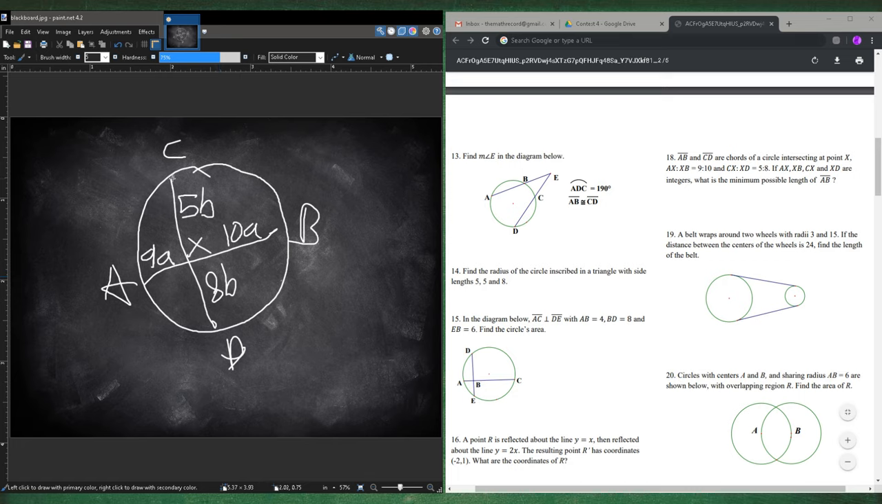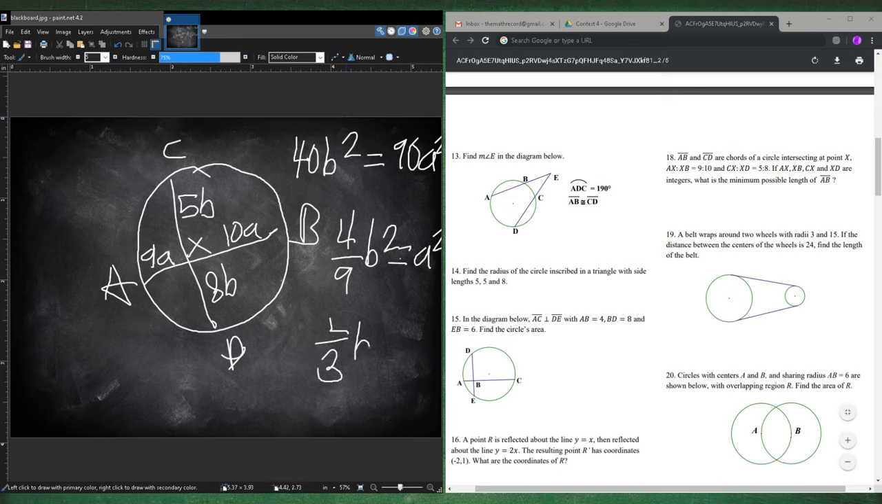Like I said before, since these are inscribed angles and lines, the products of the opposite segments have to be equal. So this is just 40B squared equal to 90A squared. Using that, 40 divided by 90 is 4 over 9, so 4/9 b squared is equal to a squared. Then square root both sides, and you get 2 thirds b is equal to a.